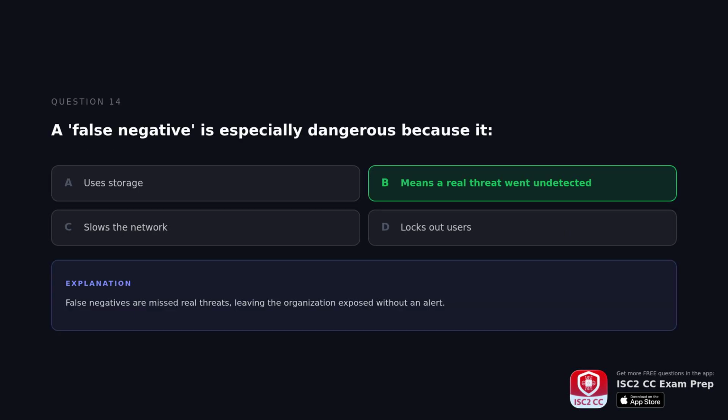The correct answer is means a real threat went undetected. False negatives are missed real threats, leaving the organization exposed without an alert.